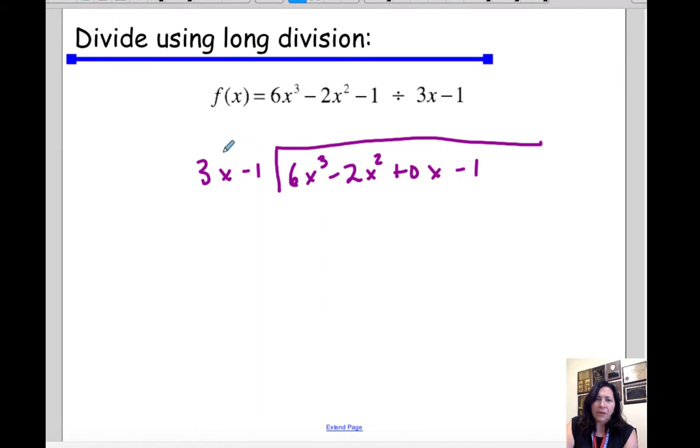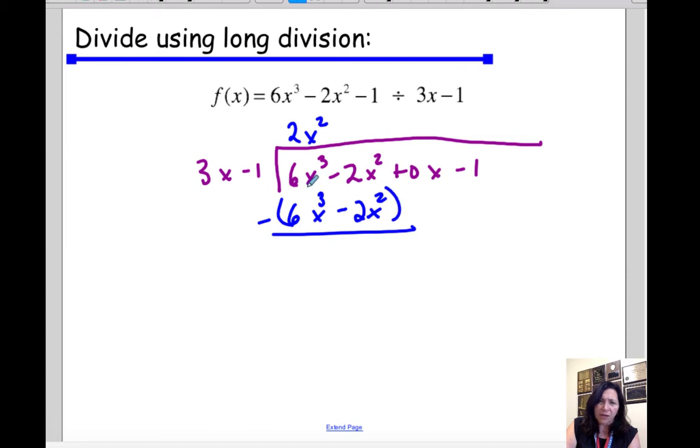So here we go. 3x times what is 6x cubed? So that's going to be a 2x squared. 2x squared times 3x is going to be 6x to the third power. 2x squared times negative 1 is going to be minus 2x squared. So we're going to subtract this quantity. This cancels. Negative 2 minus negative 2 is no value. So that's going to be plus 0x squared plus no x because I bring that down.